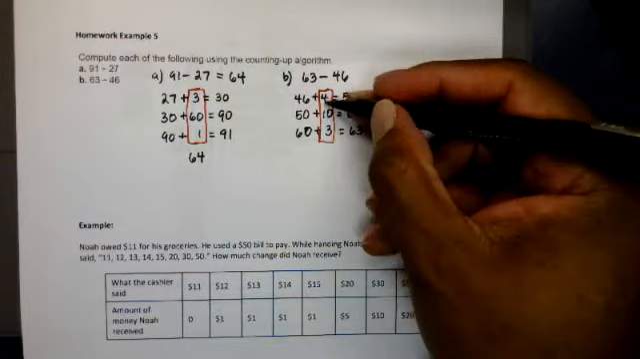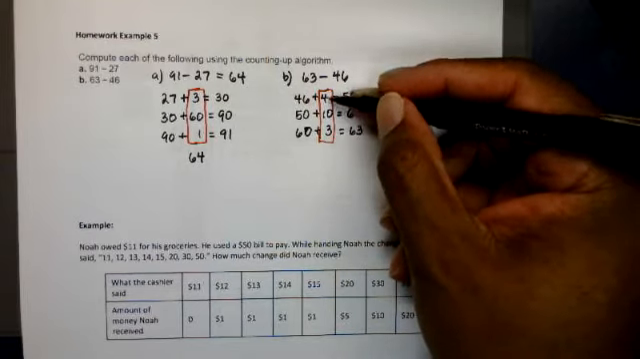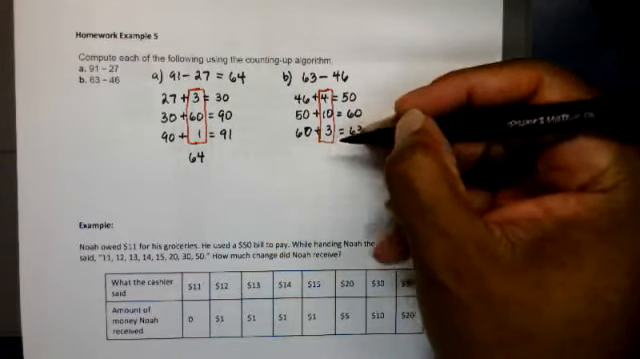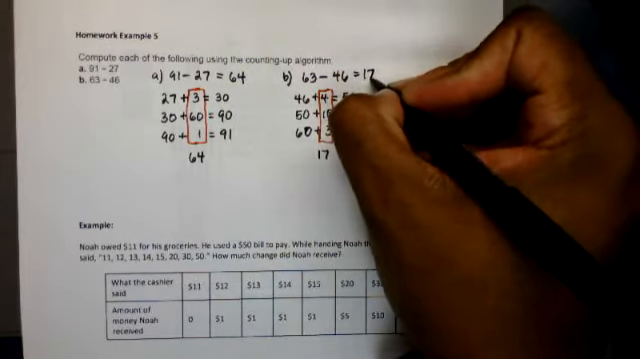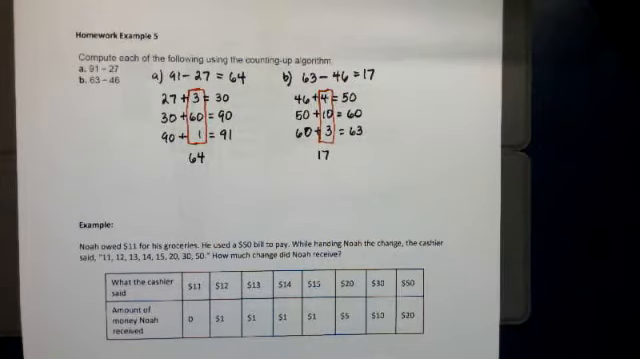So now I'm going to add these numbers here, the 4, the 10, and the 3. Well, 10 plus 4 is 14. 14 plus 3 is 17. So 63 minus 46 equals 17.